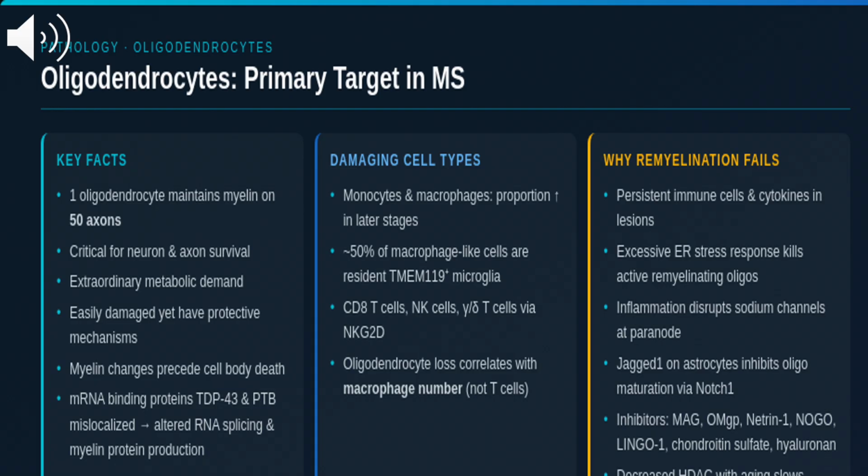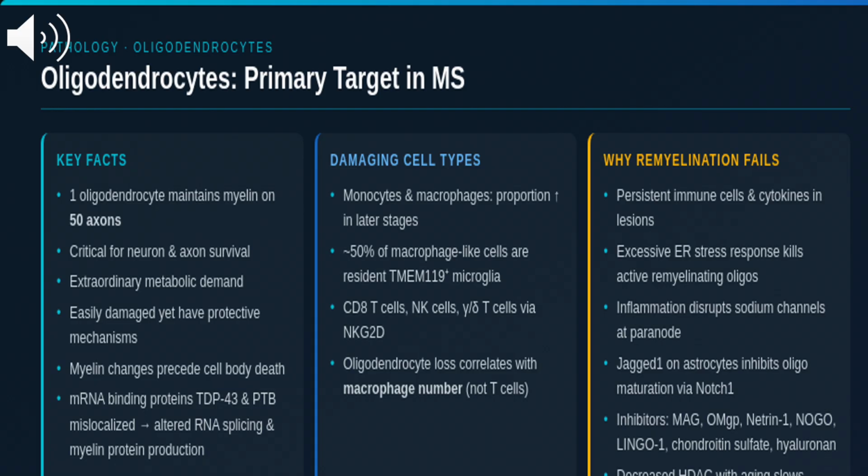The sequence of damage is informative. In stressed adult oligodendroglia, myelin change precedes cell body death. Degeneration begins at the inner cytoplasmic tongue of the myelin sheath, the part most intimately in contact with the axon, and bleb formation precedes cell death. The mRNA binding proteins TDP43 and PTB are mislocalized in MS oligodendrocytes, disrupting alternative splicing of RNA and altering production of multiple myelin proteins.